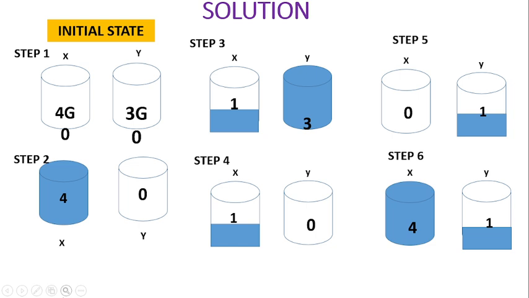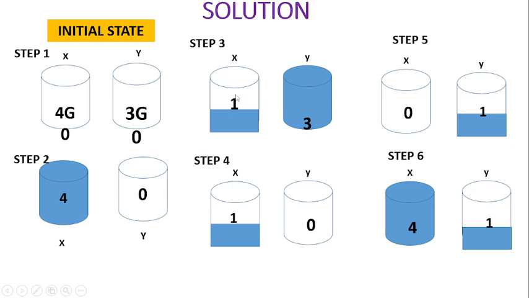Now the second step. As I said already, there are three possible operations: we can pour the water, we can empty the water, and we can transfer the water. The operation I am doing in the second step is pouring the 4 gallons of water into X. So that is my step 2. Therefore my state in step 2 is 4, 0.